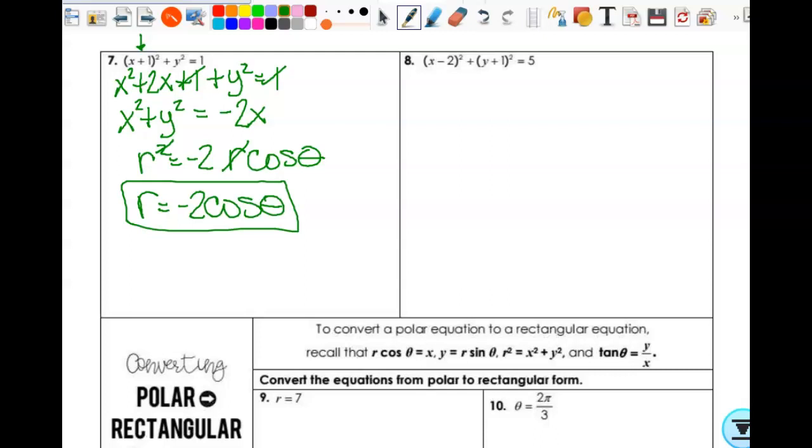We're good? All right, so you multiply out number 8. Let me give you a minute to do that, and then I'll write it up there.